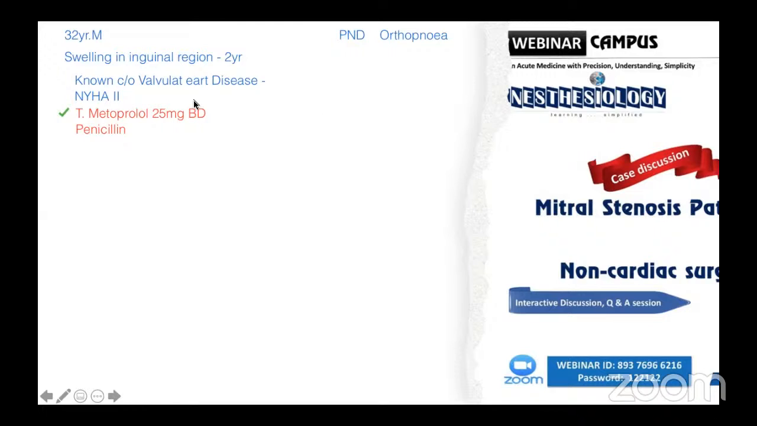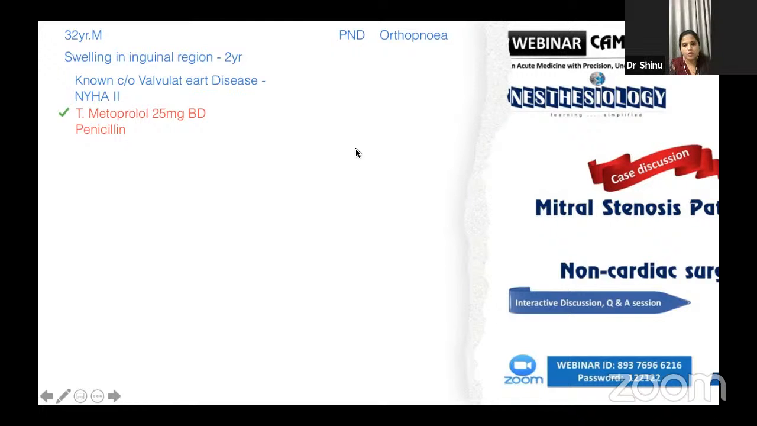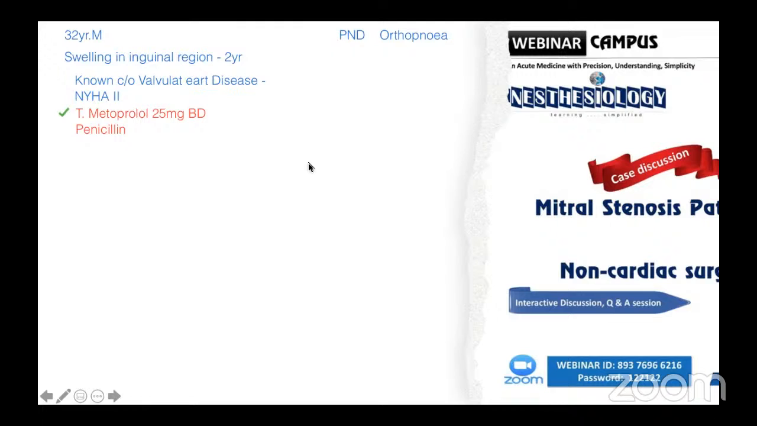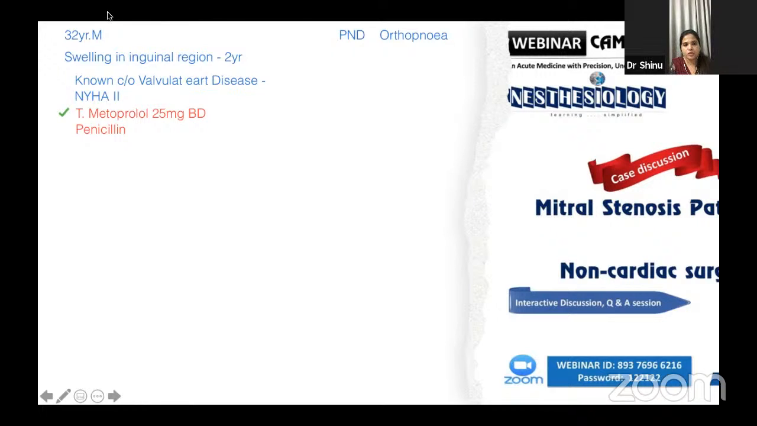What are its side effects? The beta blocker will decrease the heart rate, and in an MS patient, tachycardia is very detrimental because of the decreased diastolic time. So for that, we are giving metoprolol to decrease the tachycardia and to promote the diastolic time. Now, what are the side effects of metoprolol, and what is the advantage of metoprolol over propranolol? Metoprolol has a beta-1 action, so it is more cardioselective.